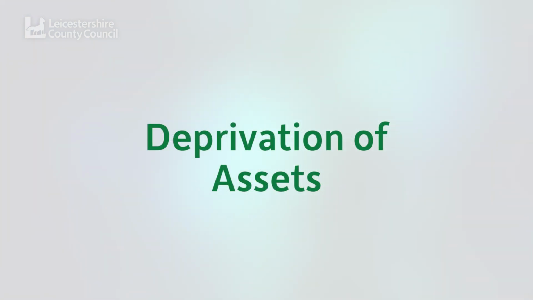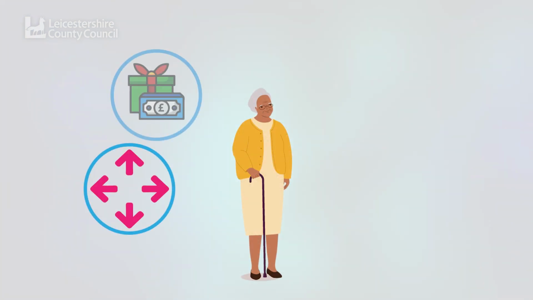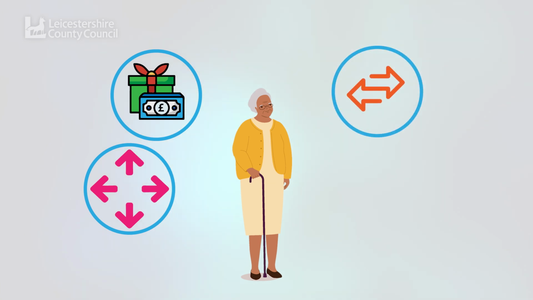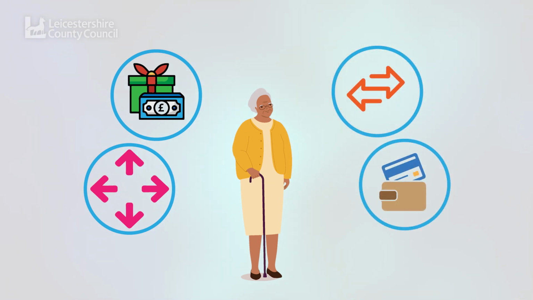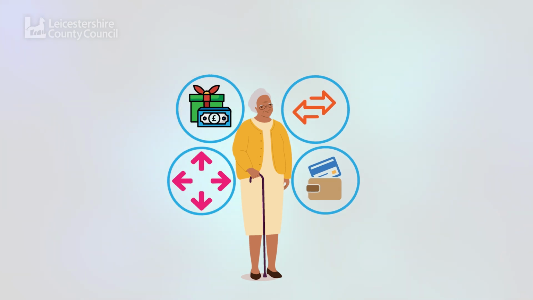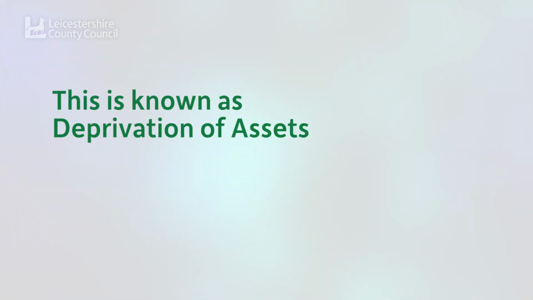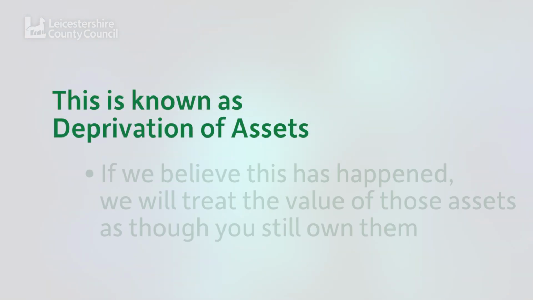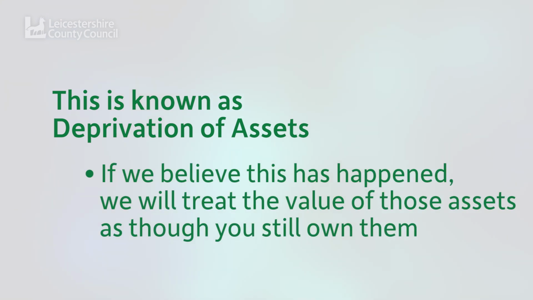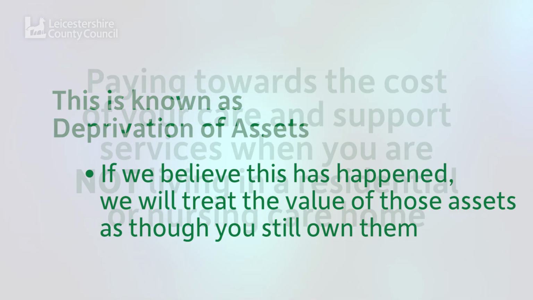Deprivation of assets. If you have given away, gifted, transferred ownership to another person, or spent any assets, and you did this knowing that this could reduce or remove any future care fees, then there are circumstances in which we can treat you as though you still have those capital or assets. This is known as deprivation of assets. Should the council consider that this has happened, then we will treat the value of those capital assets as though you still own them when we complete your financial assessment.